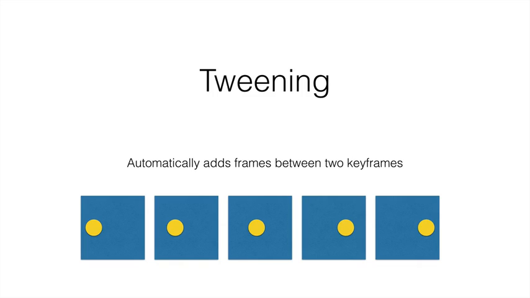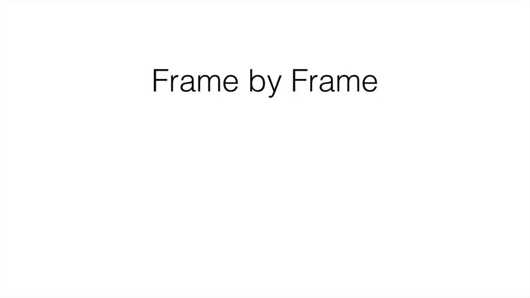So that is basically how tweening works. Now frame by frame is where you're creating and positioning each frame. This is a very manual process. We're not actually going to spend much time on this or much time doing frame by frame. A lot of what we're going to do is using tweening.